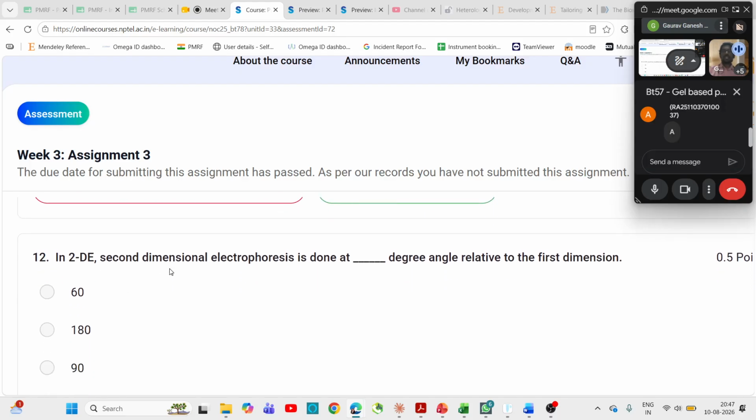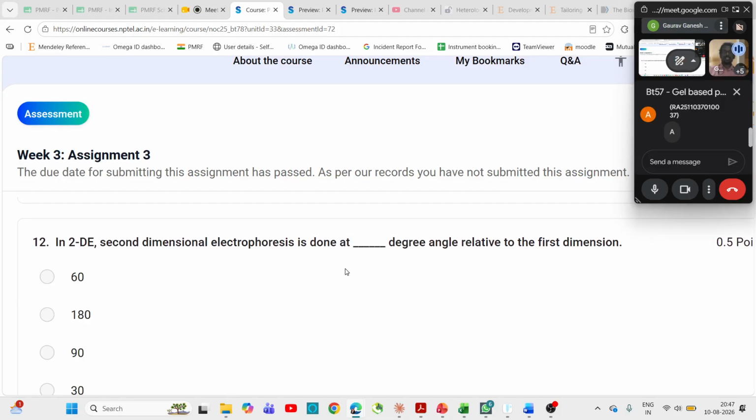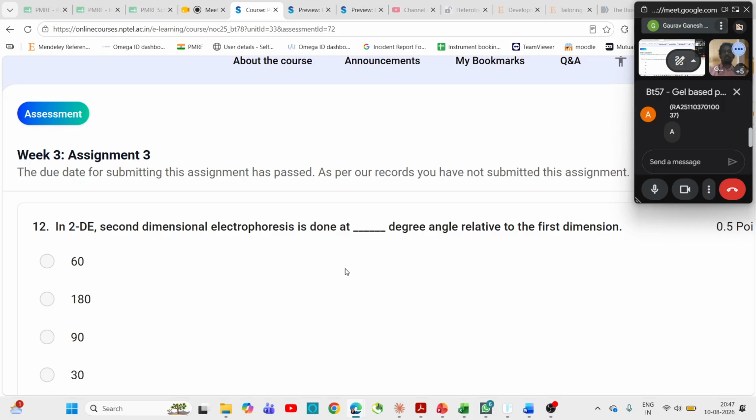In 2DE, second dimensional electrophoresis is done at what degree angle relative to the first dimension? One runs like this, another runs like this. So what is the angle which is made?